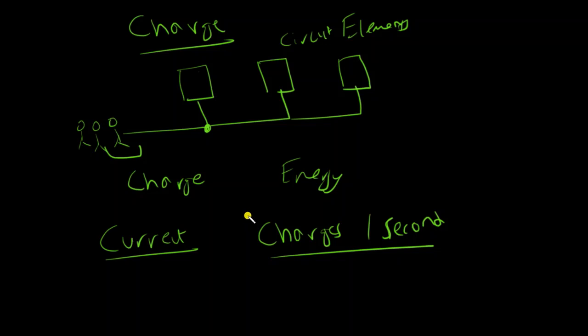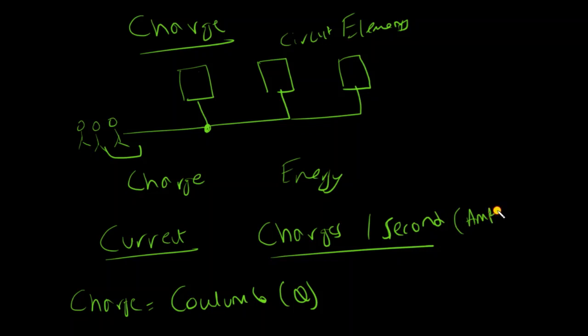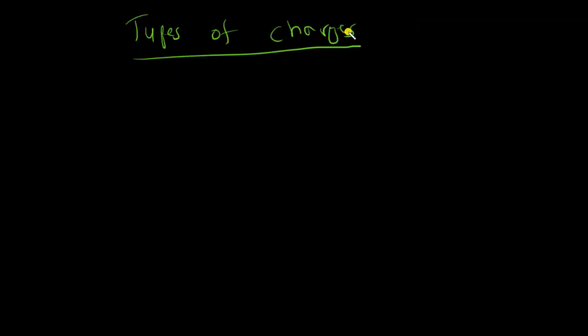Now, after defining both of these quantities, both of these are mathematical quantities, so they must have some mathematical units. So the unit for charge is basically the Coulomb. This is how you can define a charge, and the symbol is Q. The unit for current is Amperes, and the abbreviation is A. So this is what charge and current is.